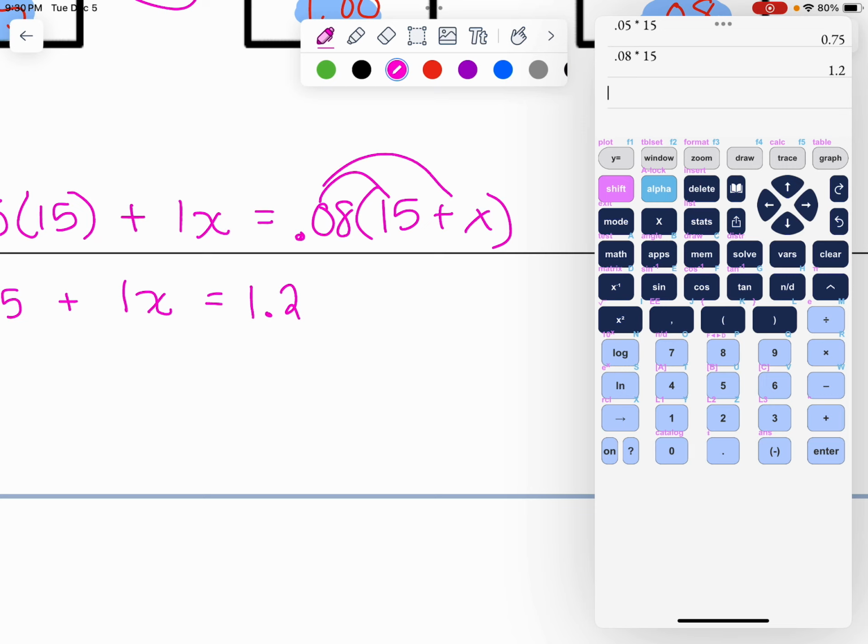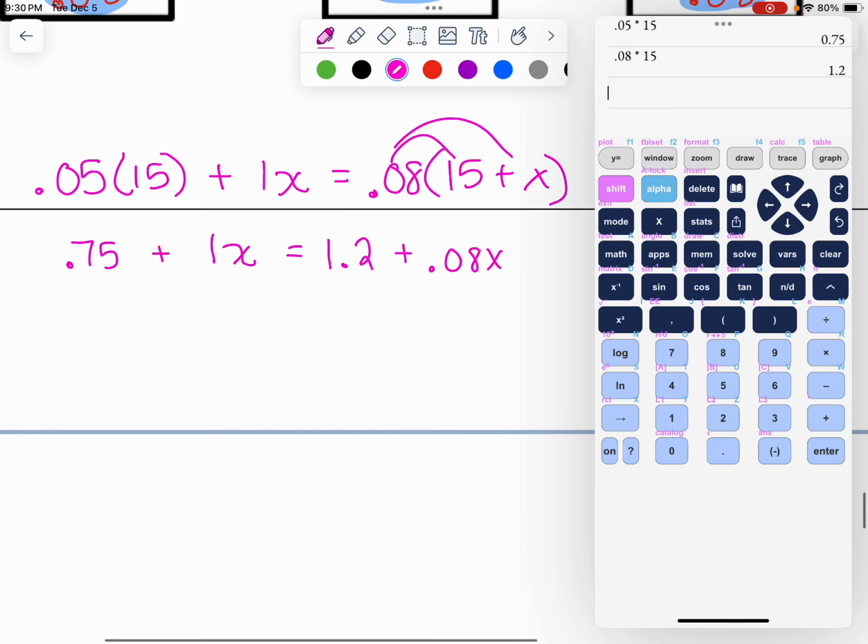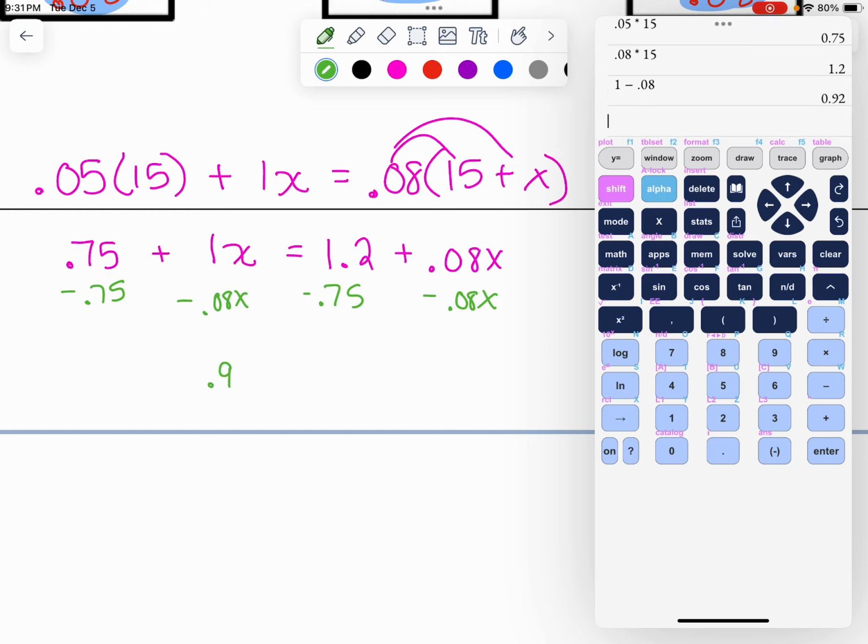I'm distributing. So this is just algebra 1. I'm not doing this step by step because I hope they should be able to get their linear stuff together. Am I making sense? Everything's looking good. I'm just putting x on the left and the constants on the right. This is not quadratic. So 0.92x.